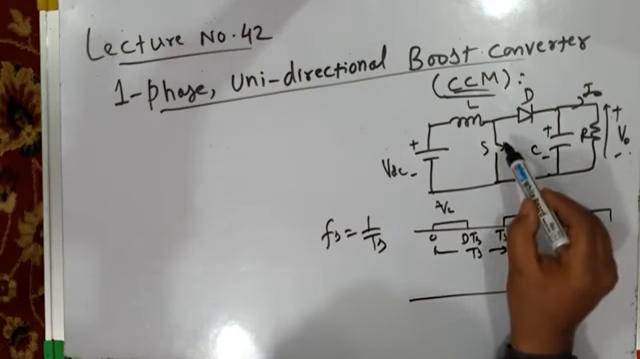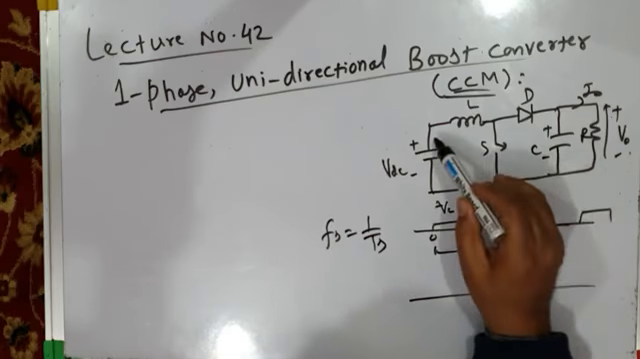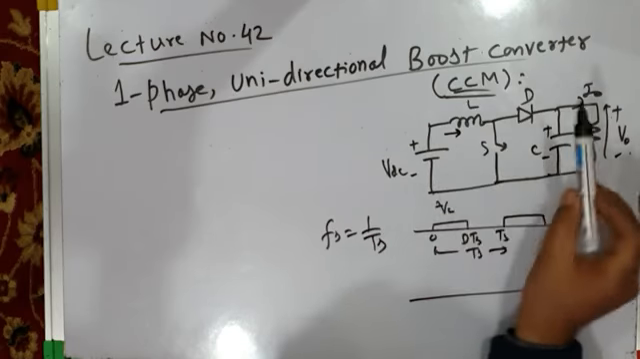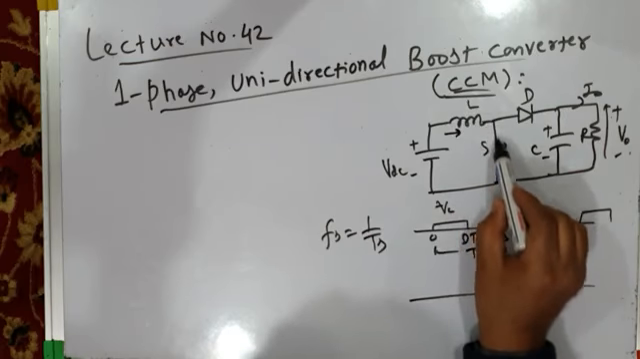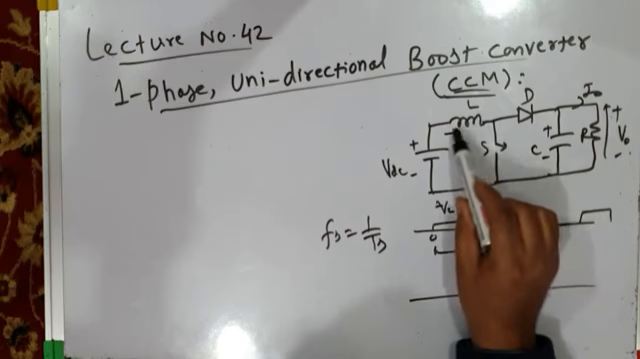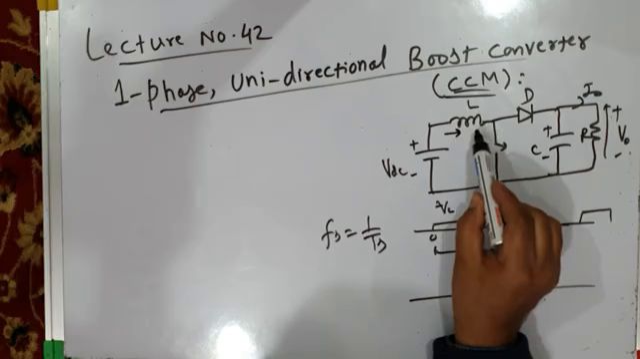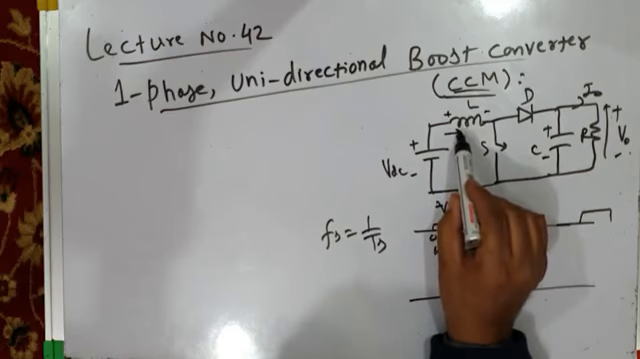Now when the control pulse is high to this switch, it turns on and current flows in this direction. Your load gets disconnected from the source because the source is shorted by this switch through the boost inductance, and current flows in this direction on the input side. And the voltage across the inductor will be like this.